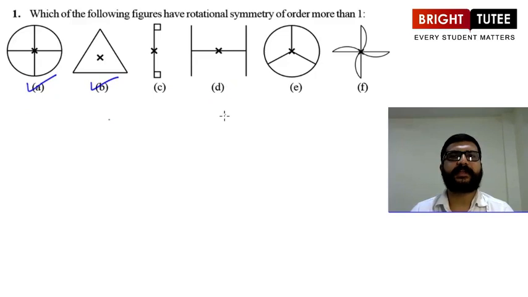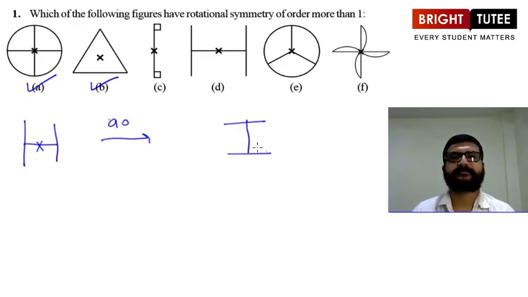Now let's check for the next part. Here we are having a figure like this which is almost equal to the letter H. Now by which angle should we rotate this? If we rotate by 90 degrees, let's see what we will get. We will get a figure like this. This will be the figure we get after rotating by 90 degrees. Let's say this one is P here. So this is P now. By 90 we are not getting the same figure.